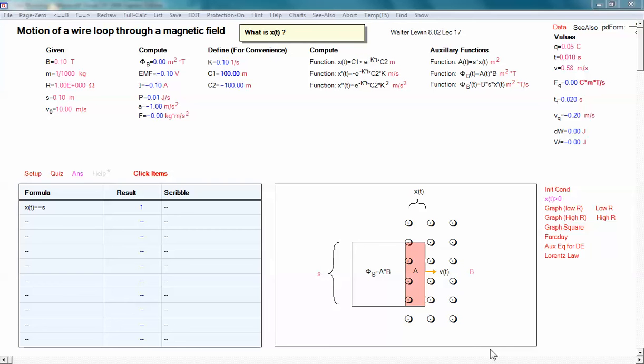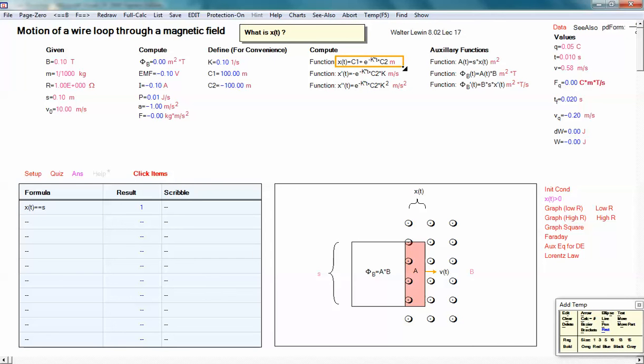The question that was given was: describe the motion of a square wire loop. In other words, we're assuming that this side along the top or the bottom is the same as S. If that's the case, what's the equation of motion? Well, it's still this equation up here during that period of time that the loop is entering the magnetic field. Once it's in the magnetic field, the braking stops.